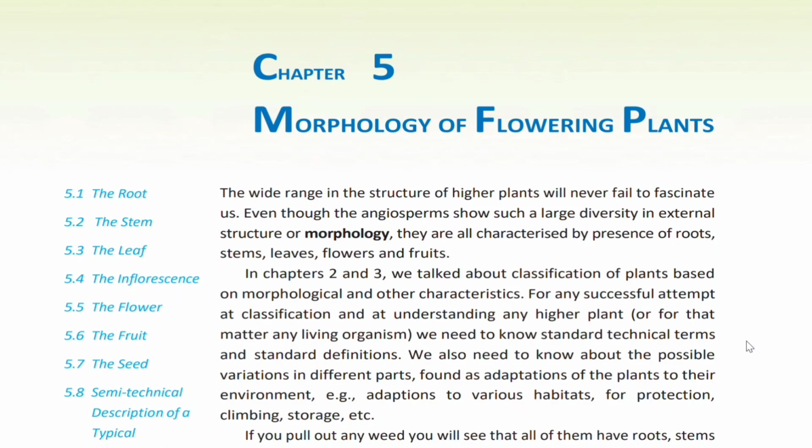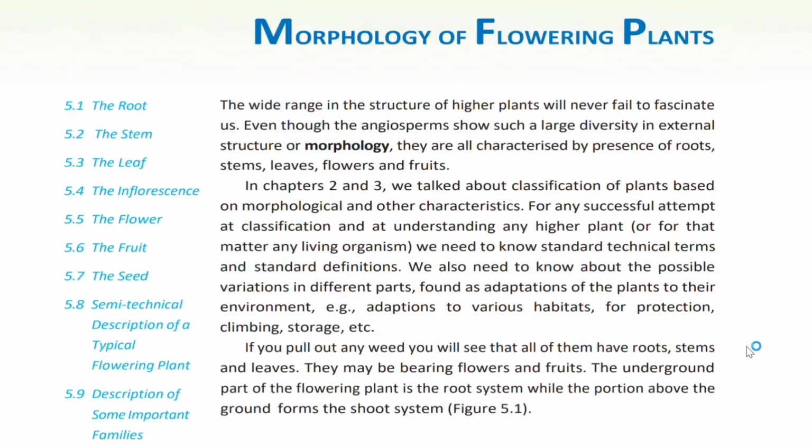In chapters 2 and 3, we talked about classification of plants based on morphological and other characteristics. For any successful attempt at classification and at understanding any higher plant, or for that matter any living organism, we need to know standard technical terms and standard definitions. We also need to know about the possible variations in different parts found as adaptations of the plants to their environment, for example, adaptation to various habitats, or protection, climbing and storage, etc.